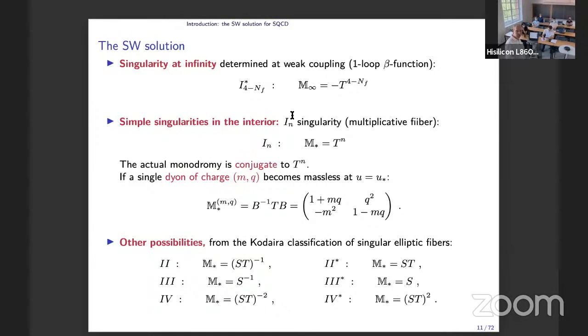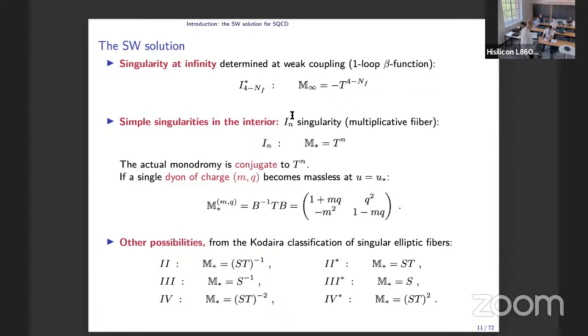At any given point, this is the conjugacy class. If you fix an electromagnetic basis, then the particular monodromy will be conjugate to this or this. So we fix that to be the one at infinity, but the actual singularity in the interior, the I_1 singularity of Seiberg-Witten theory, will be conjugate to T. The physics of this I_1 singularity is that a single dyon of charge (M,Q) becomes massless. T would mean just an electron becomes massless, but if a monopole or dyon with monopole charge M and electric charge Q becomes massless, you just conjugate like this.